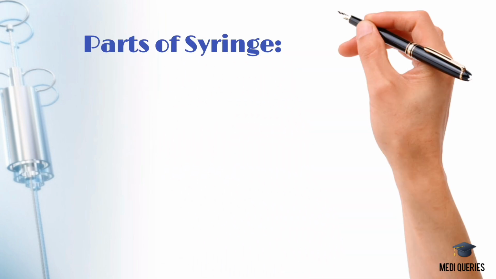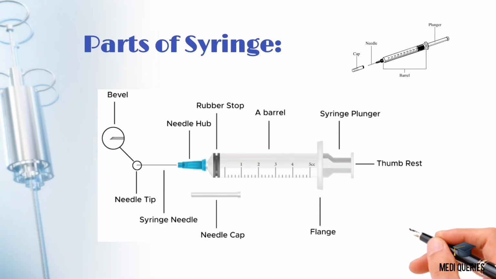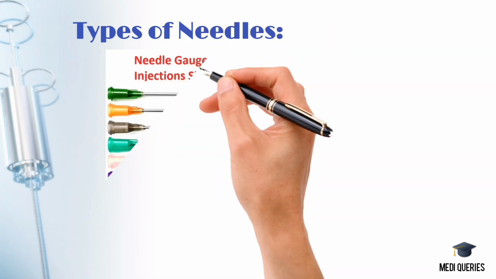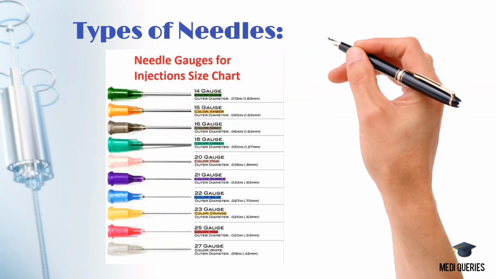All these are the parts of the syringe. It has a cap, needle, barrel and plunger. These are all the types of the needles.